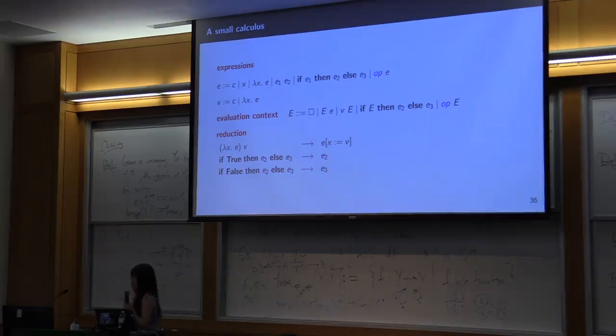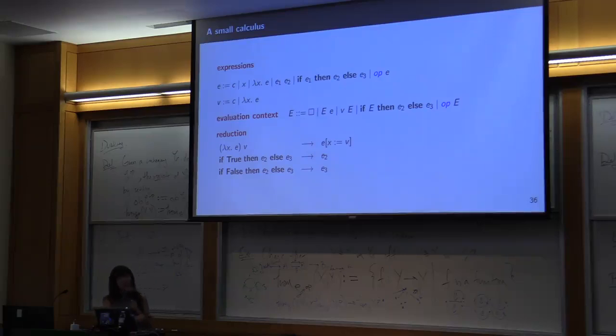Yes? Sorry, to make sure I understand, the reason we split into the E and the V is so that we ensure that if something is a function applied to an argument, that function is already evaluated as much as possible? You have to evaluate that function first before you can evaluate the value. And that's the reason for the E and V split? Yeah. Okay.